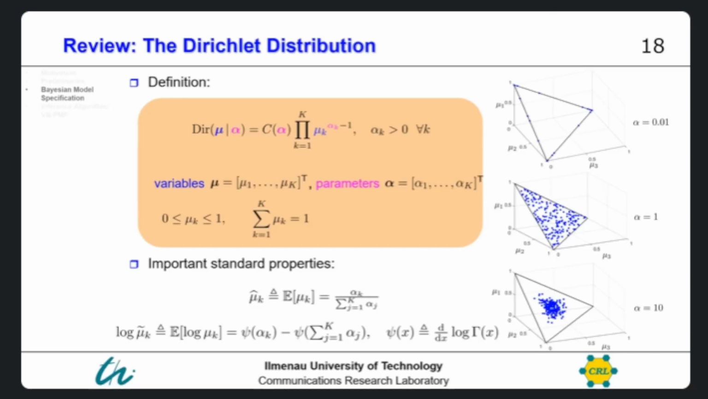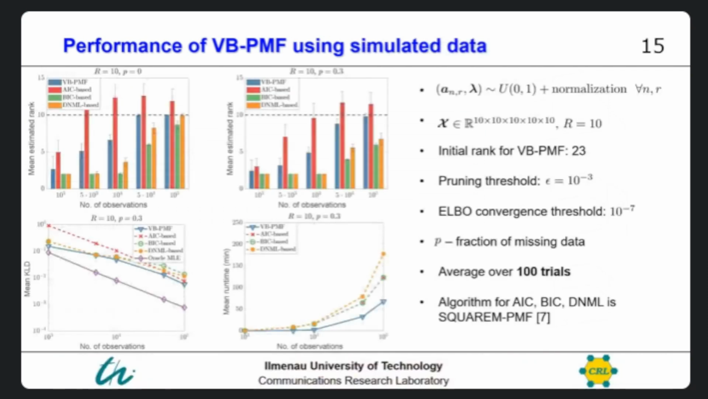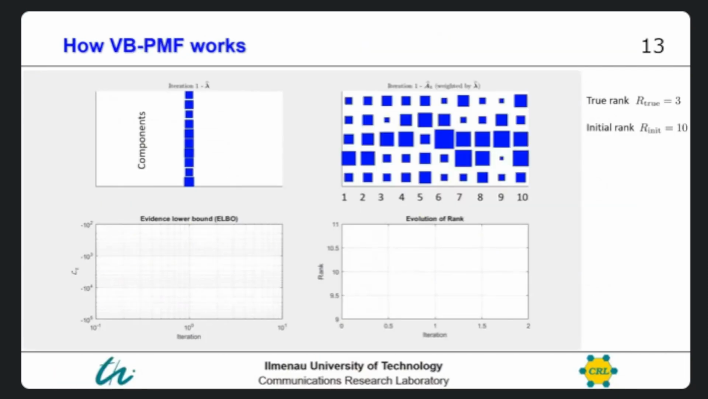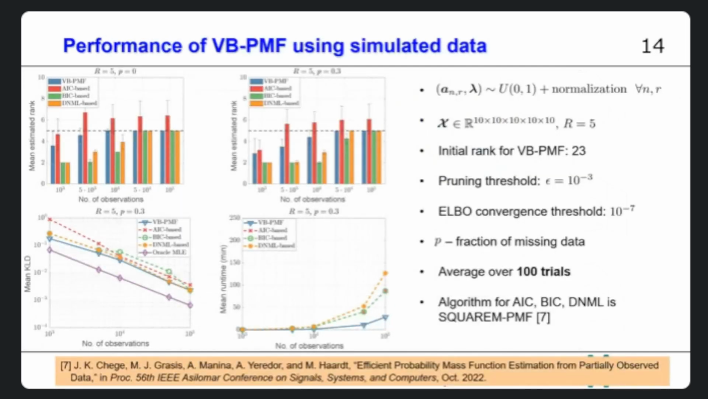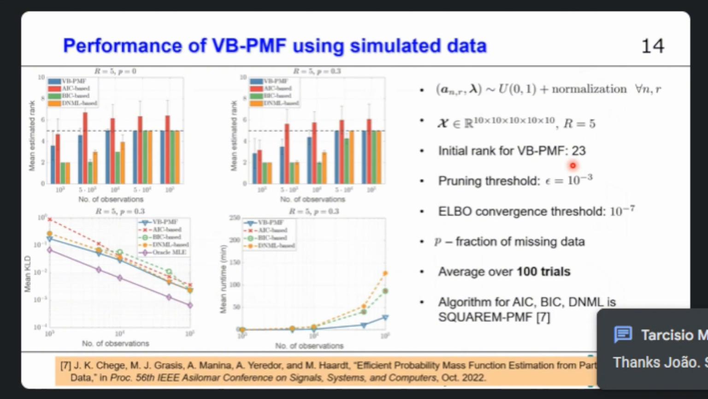Okay, so let's look at the results. This is using simulated data. We have a five-dimensional PMF tensor, and the true rank is 5. The initial rank here was actually 23, and this is the maximum rank for these dimensions in order for the CPD to be identifiable.